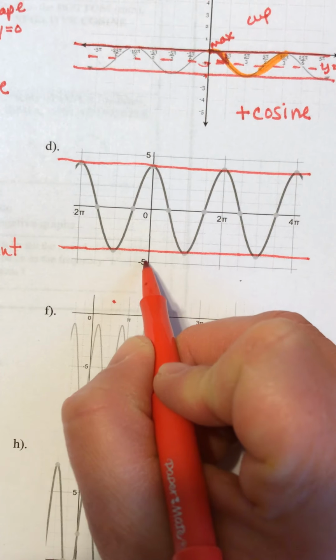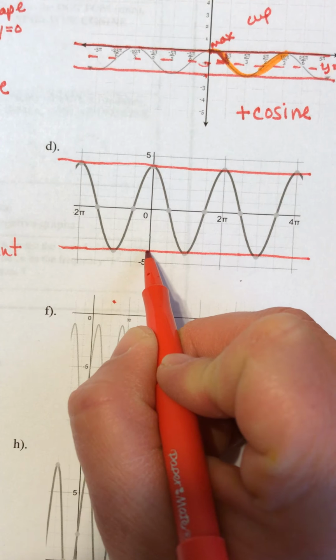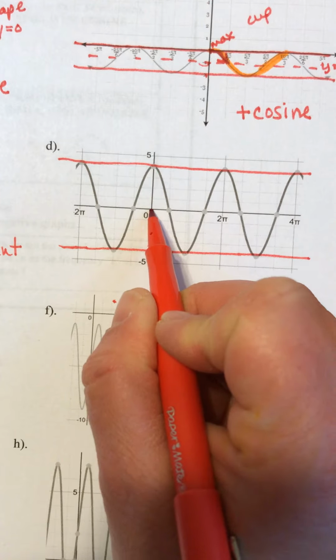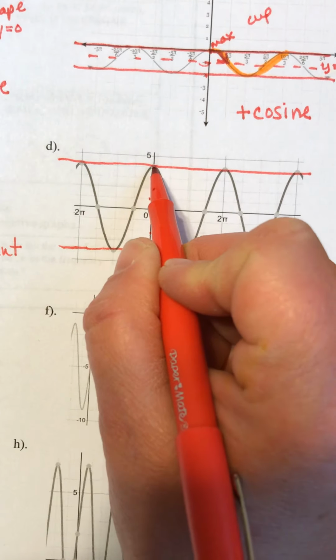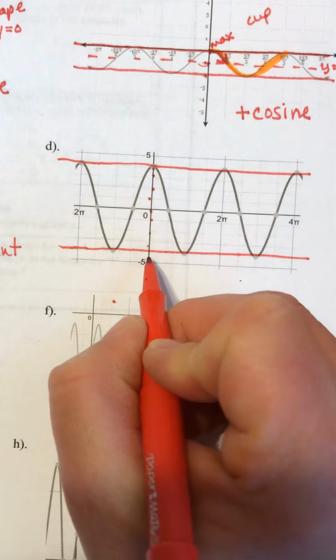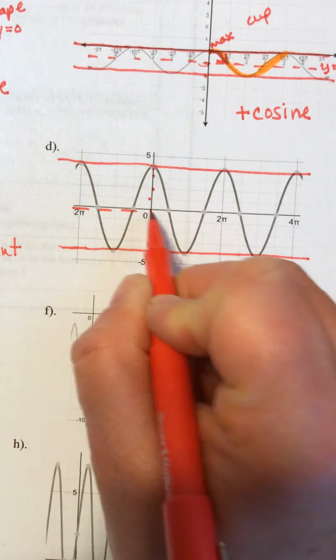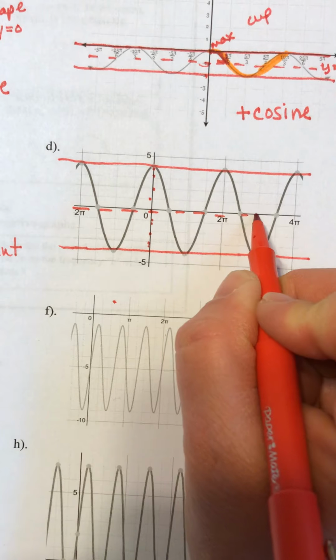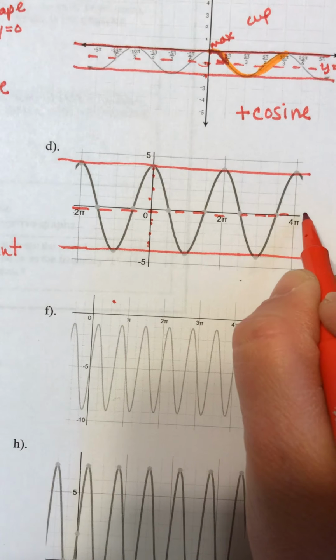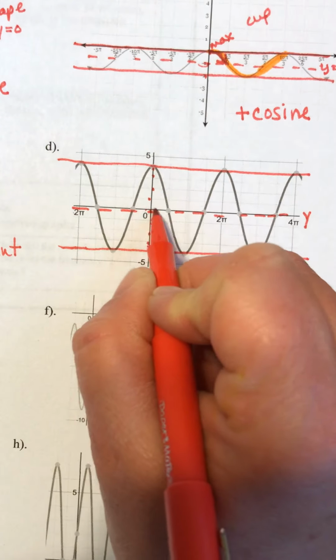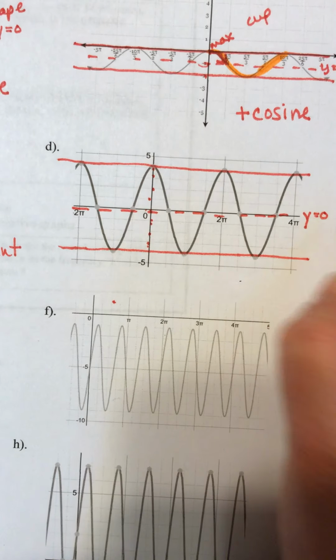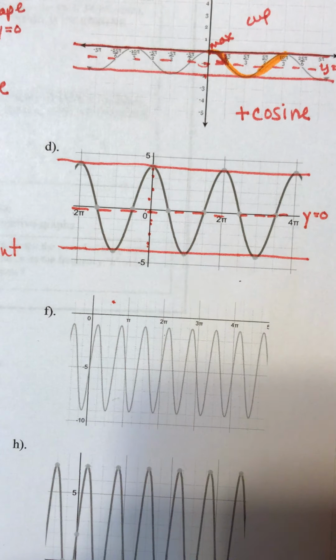So, from the bottom of this, I count 1, 2, 3, 4, 5, 6, 7, 8. Half of 8 is 4. 1, 2, 3, 4. So the middle from top to bottom is here, and it's right on the x-axis. The y value is 0, so it has the equation y equals 0 for the midline.